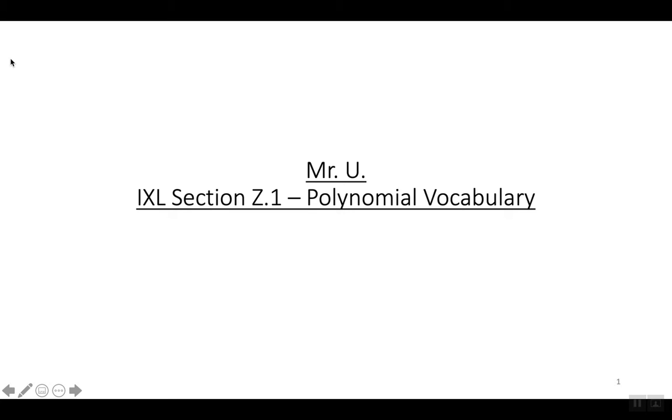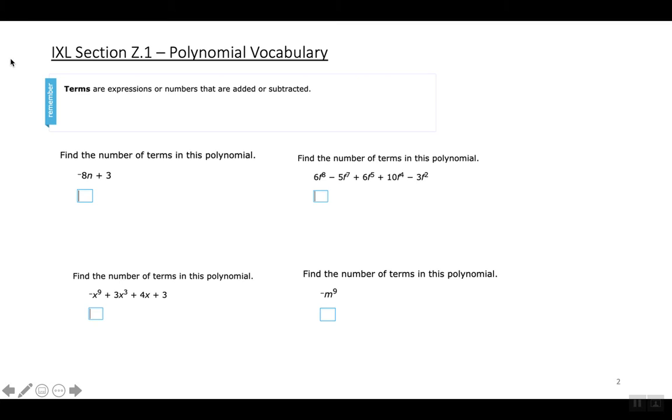IXL section Z.1 polynomial vocabulary. Okay, so in this IXL, they're basically gonna have you answer some easy questions. All right, I've broken them up into different categories.